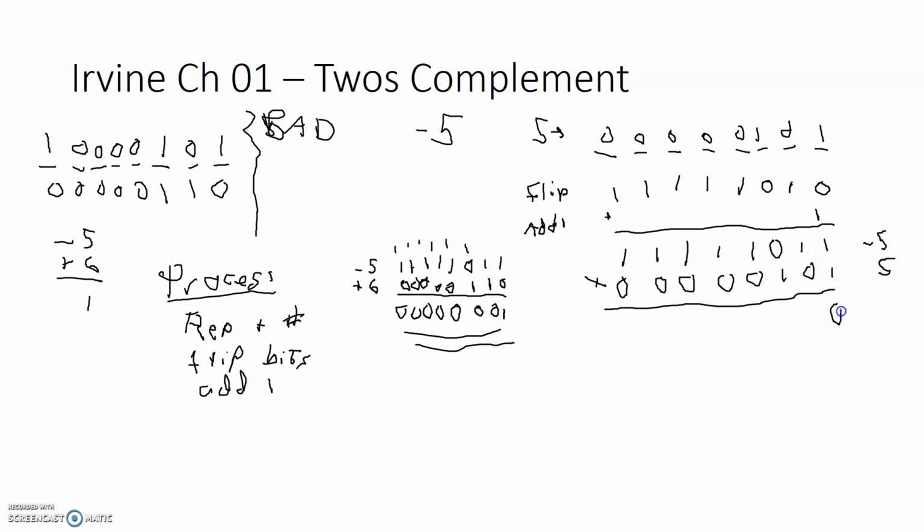So 1 and 1 is 0, carry the 1. 1 and 1 is 0, carry the 1. 1, 0, 1 is 0, carry the 1. 1 and 1 is 0, carry the 1. 0, carry the 1. 0, carry the 1. 0, carry the 1. 0, and there is no carry. And so this is 0. So the negative 5, which was this number here, plus 5 gives us our 0. So the 2's complement is a form that we can put a negative number in where we can still do add.